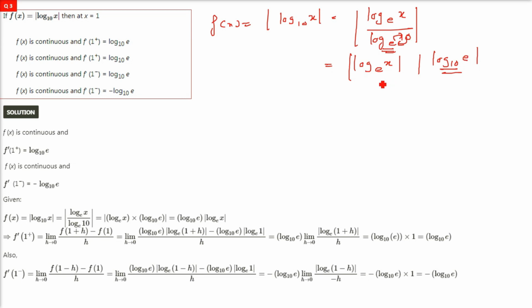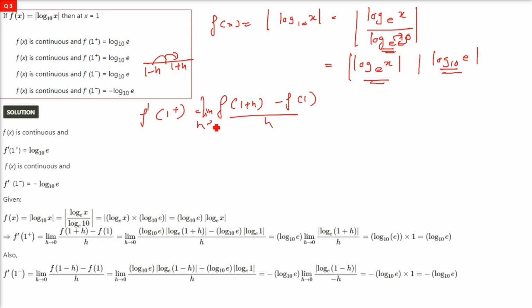But for log x, here we are going to apply the f dash x. So f dash 1 plus, because the question is asking about that. When you are talking about 1 plus, you have to replace x by 1 plus h. And for the other side, it will be 1 minus h. So f dash 1 plus means 1 plus h you are applying here. So f of 1 plus h minus f of 1 by h, limit h tends to 0. We'll talk about limit h tends to 0 and denominator h later. First let us solve this.